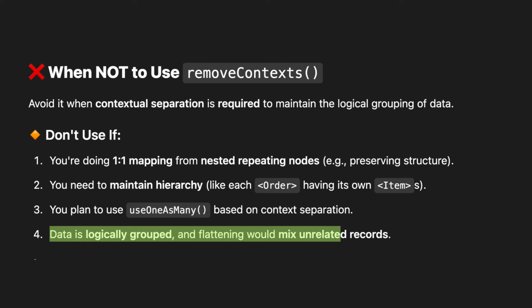Another use case is if the data is logically grouped and the flattening would mix unrelated records. For example, you're getting an incoming structure based on some specific logical grouping. If you use removeContext, it can actually remove all the context and it can create the messiest output structure. So these are the cases where you should not use the removeContext function.